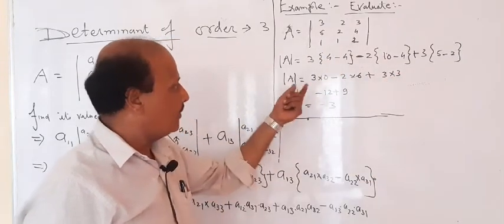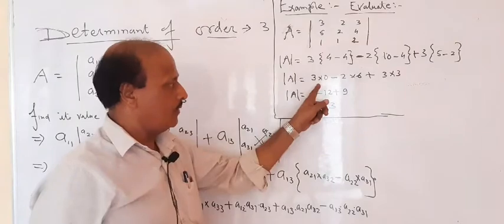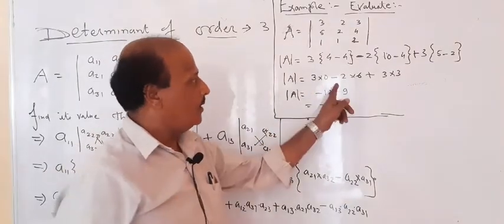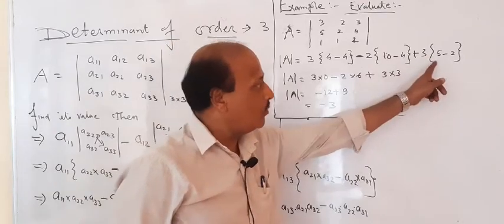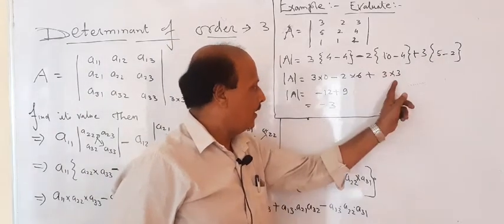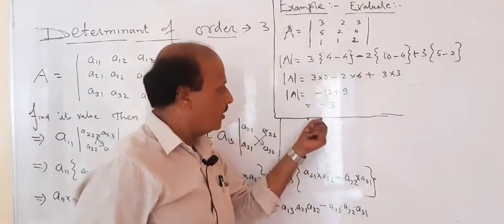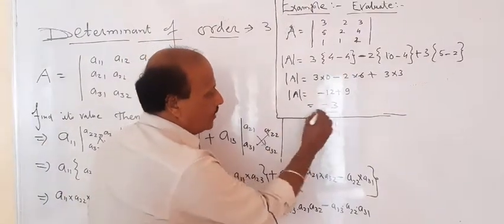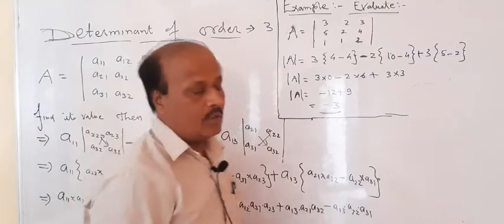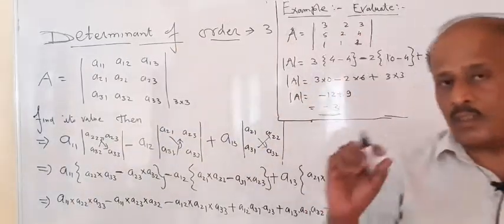Now you open this bracket. 3 into 0, it will be 0. Minus 2 into 6, it will be minus 12. And 3 into 5 minus 2, 3, 9. When you are solving together, the final answer will be minus 3. And this minus 3 will be the answer of this order 3 determinant. You will get a single value.